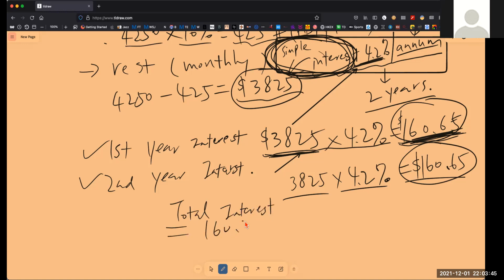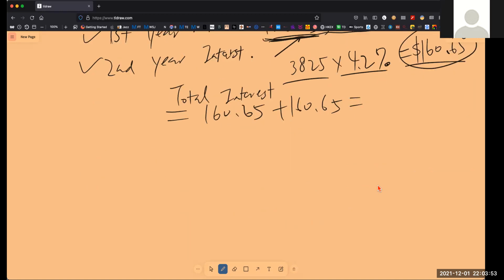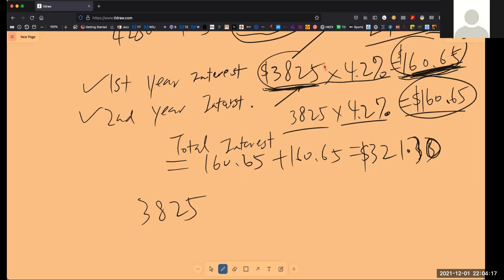160.65 plus 160.65. So what's the total interest? It's 321.3. Very good. So this is the total interest. So you start with 3825, right? You start with 3825. So you plus this 321.3. This is the start, this is the 2 year interest. So what's the total now?